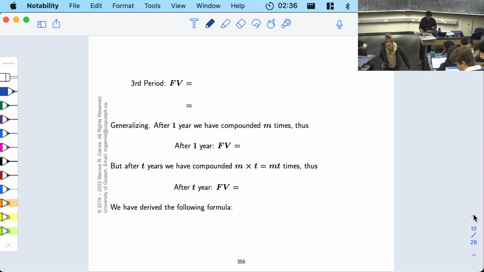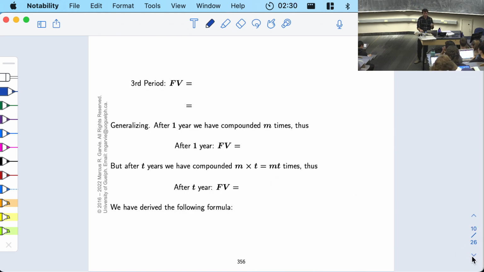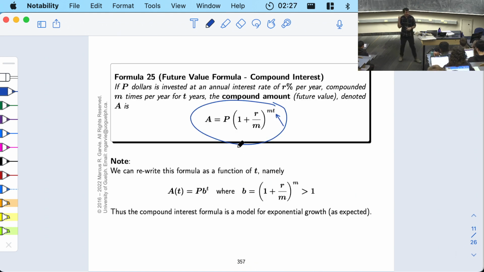We were halfway, and we had this nice picture of a calendar. I'll go over that in a second. We're going to fill in the second and third period to get to eventually this formula. That's what we're going to start with. And we want to talk about compound interest.